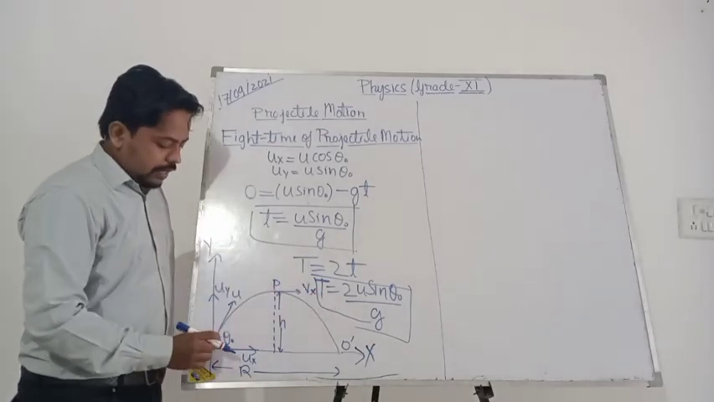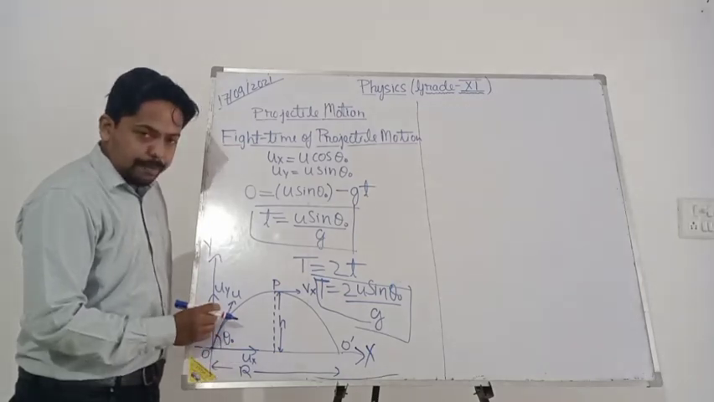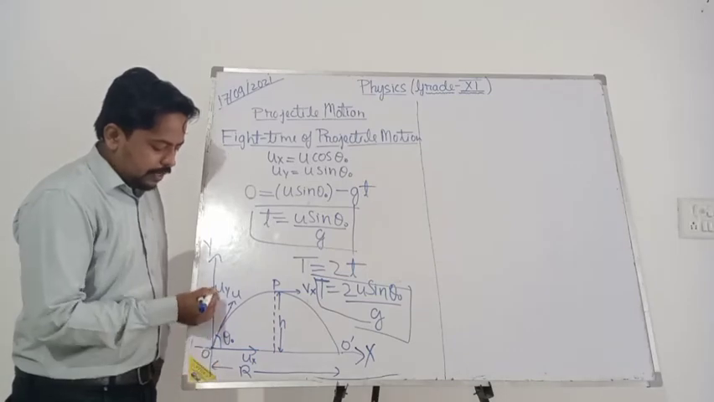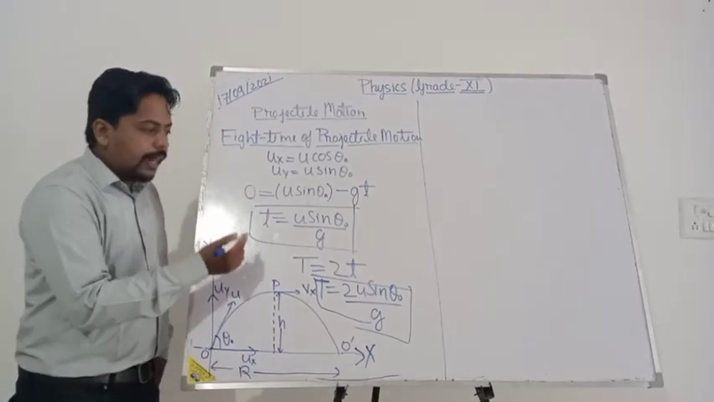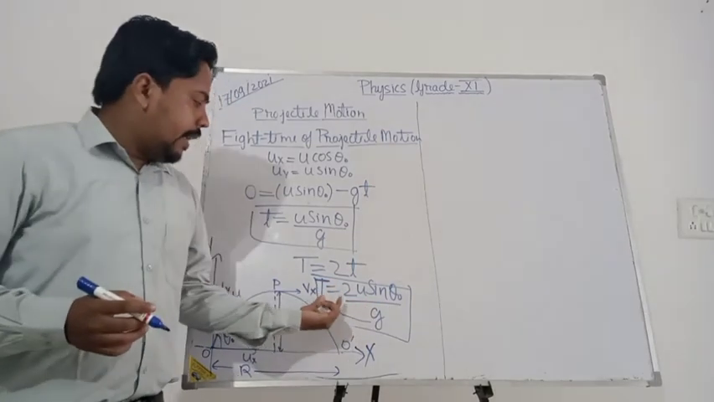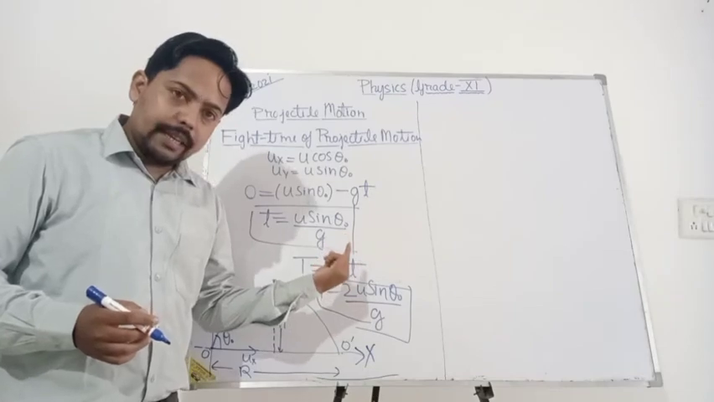So in this case a person should throw with some initial speed at 90 degrees with respect to the horizontal axis, that means in this direction. In that case theta will be 90 degrees and sin theta will be 1, and the time will be maximum, that is 2u upon g.